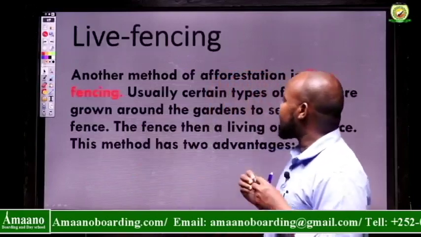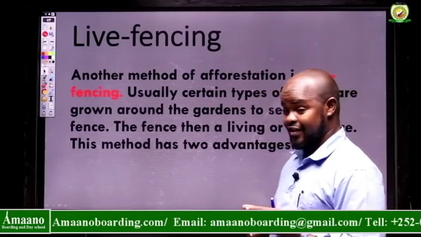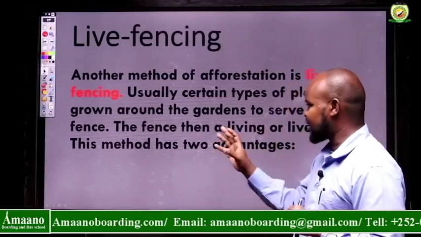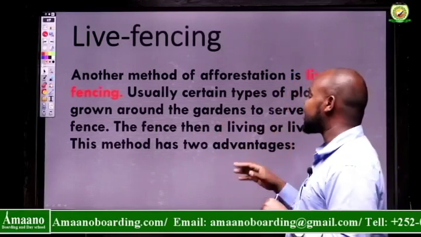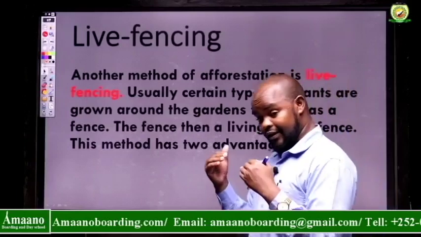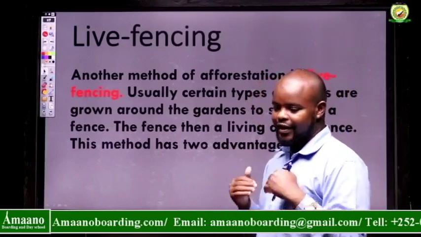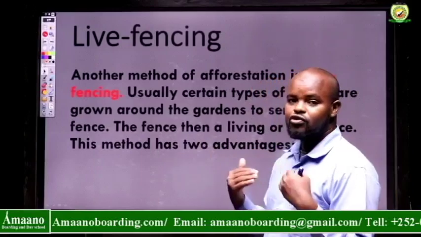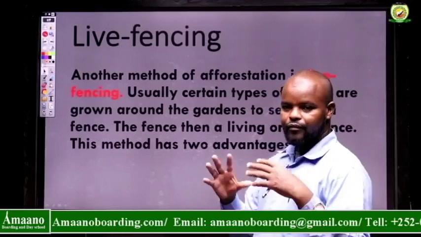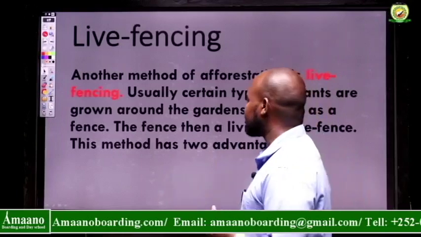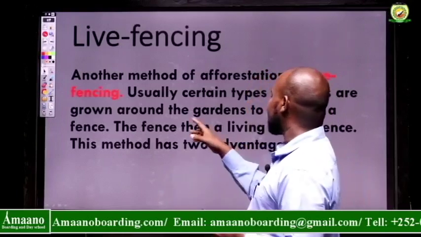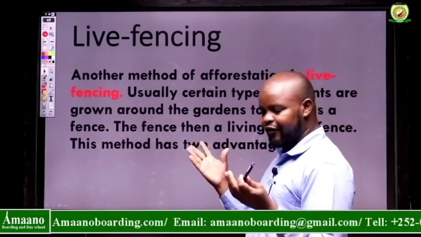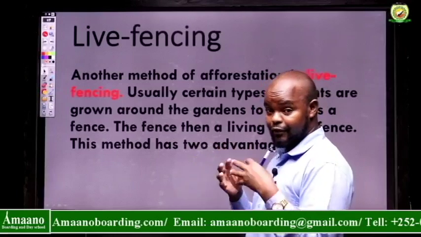Another method of afforestation is live fencing. Usually, certain types of plants are grown around the gardens to serve as a fence. In the last note, we said windbreaks, which protect against the wind. But now these ones are meant to protect the gardens from animals. So a living fence means it's made up of living plants.